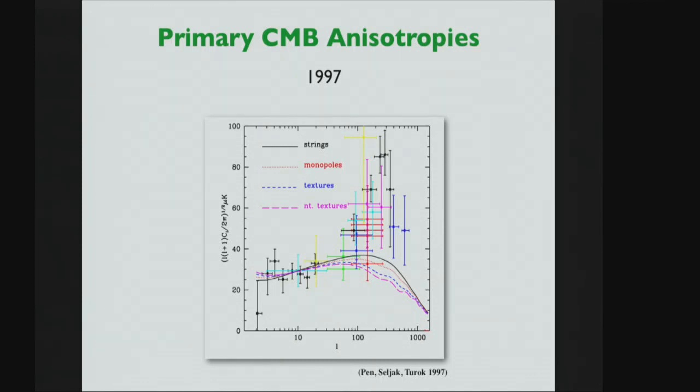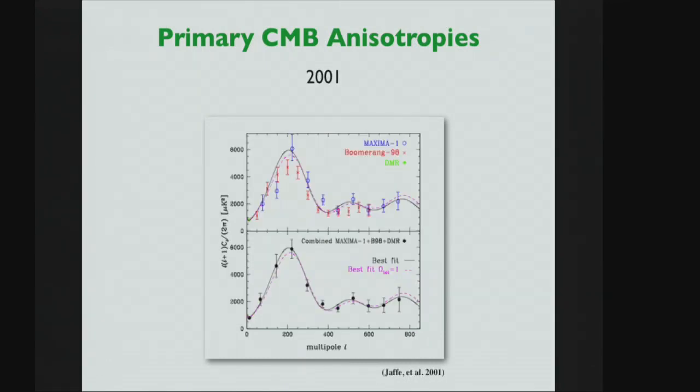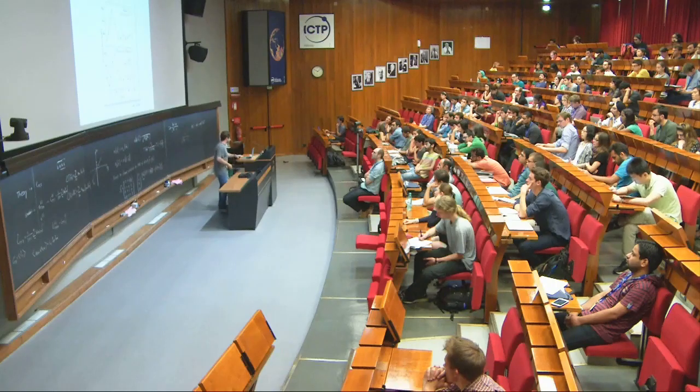These experiments are MAT, TOCO, Saskatoon, so they're also experiments that are not usually credited all that much. But here you're seeing the first evidence for the first acoustic peak. And then the experiment that everyone knows from a few years later is the combination of Boomerang and Maxima, which really had a nice measurement of the first and second, and maybe third, peaks. That's maybe a little too ambitious, but certainly the first two acoustic peaks from Boomerang and Maxima from 2001.